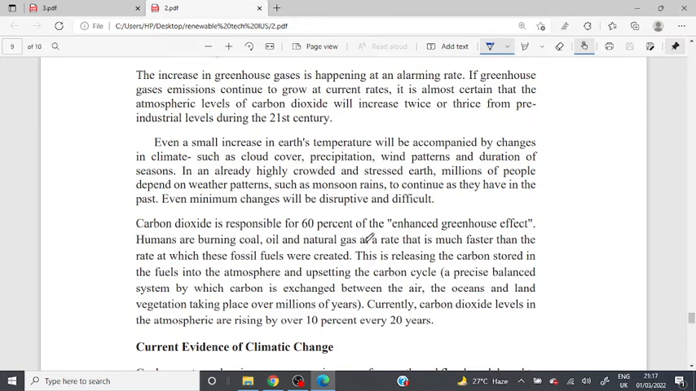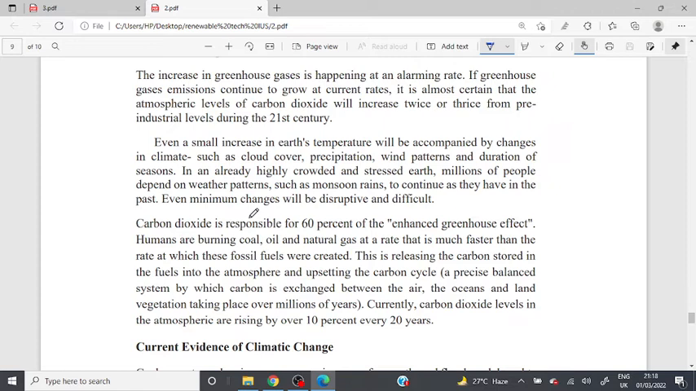Humans are burning coal, oil, and natural gas at a rate that is much faster than the rate at which these fossil fuels were created. Now you know how fossil fuels are created. It takes hundreds of years of natural process of going through high pressure and temperature, of decaying, decomposing, and compression of organic material, which produces what we call natural gas or fossil fuel, not biofuel. Fossil basically comes from dead plants or animals, which have been fossilized for hundreds of years in the Earth, oxidized and pressurized into fossil fuel.